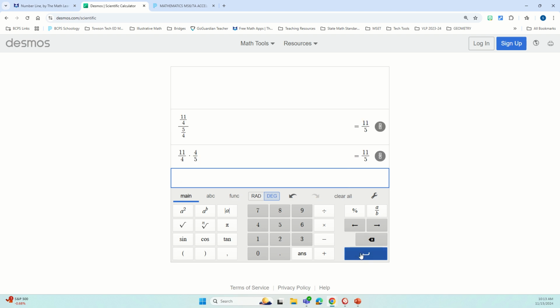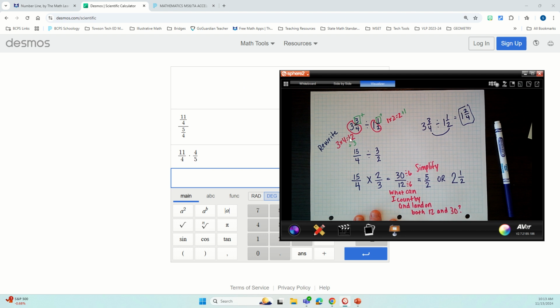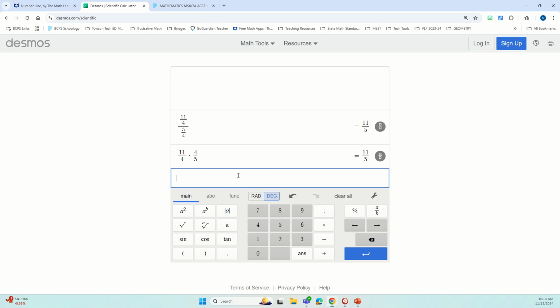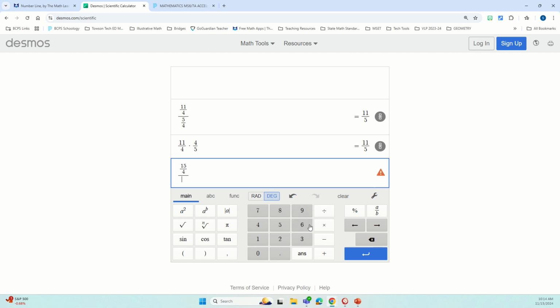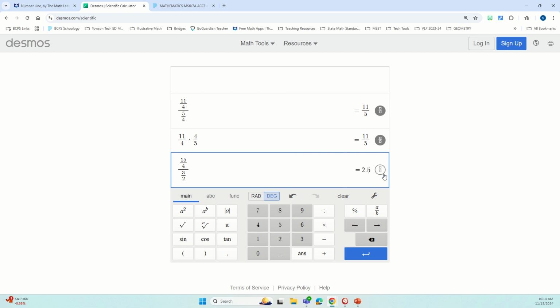Last one. Remember, Desmos doesn't like mixed numbers. So if you use the calculator, you are going to need to use improper fractions. 15/4 divided by 3 halves. Now for this we can leave it. The calculator can actually divide it. Our human brains have a hard time dividing fractions, so that's why we convert it to multiplication to make it easier. All right, 15/4. I need to put the cursor on the outside. Divided by 3 halves. 2.5.